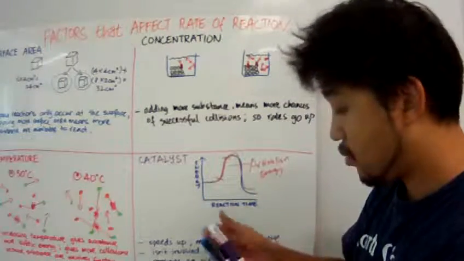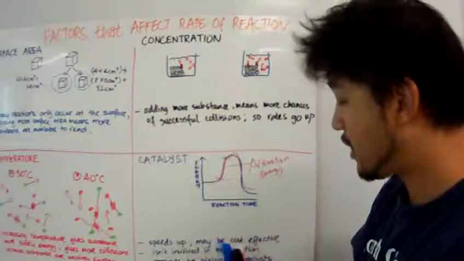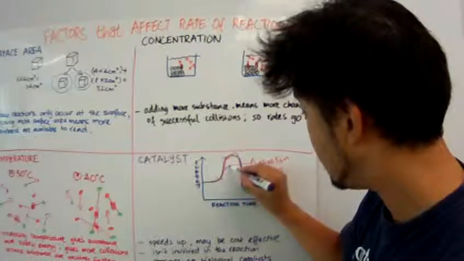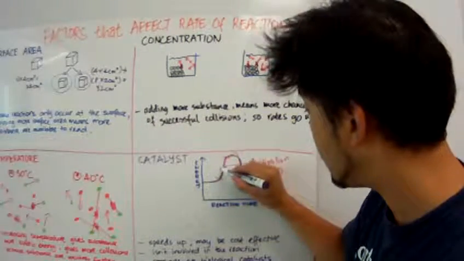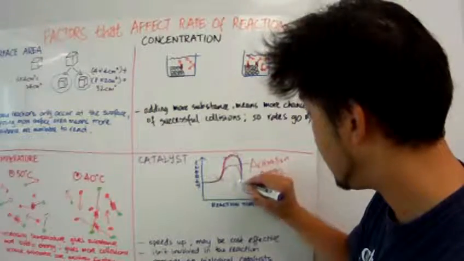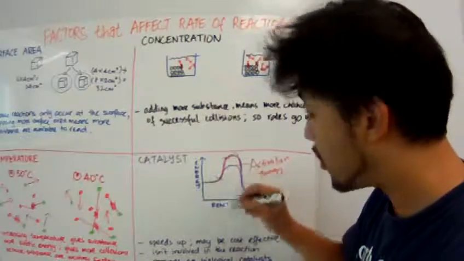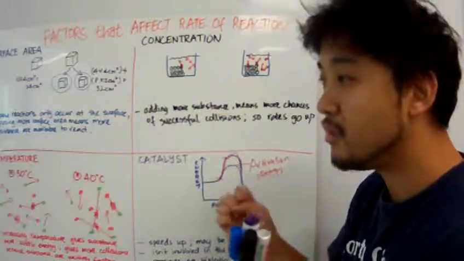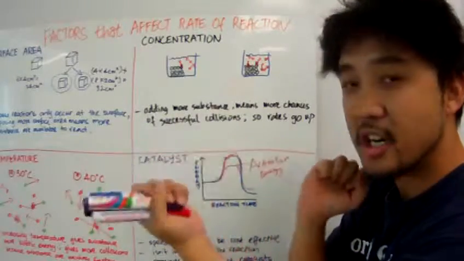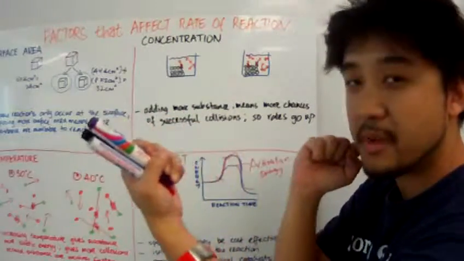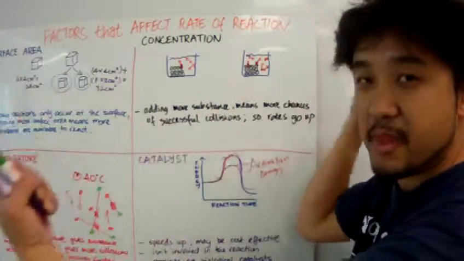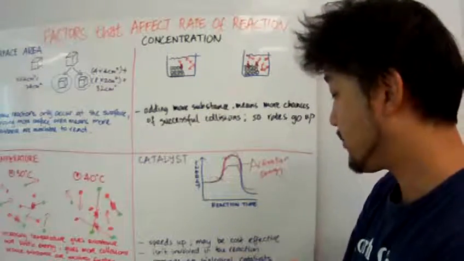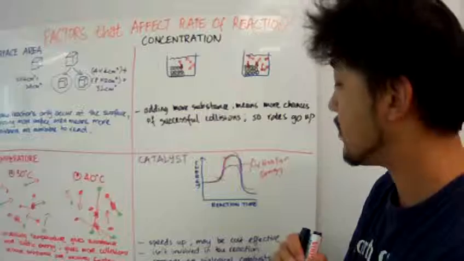But catalysts will, in fact, when you add a catalyst, lower the activation energy curve. So maybe instead of going all the way up here, it goes down here. So by lowering the activation energy bump, you in effect enable collisions to occur more successfully, whether it's by this much collision force or this much collision force, they both will react. So there you go. The 4 factors that affect the rate of reaction.